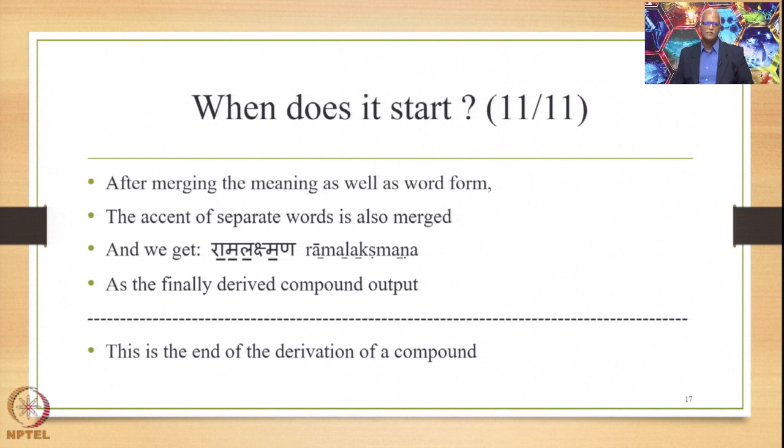After merging the meaning as well as the word form, the accent of the separate words is also merged. And finally we get Rama Lakshmana, with the accent at the end by the default sutra samasasya. And this is the finally derived compound output. This is the end of the derivation of a compound. So we began at the cognitive stage and now we arrived at the end of the derivation of a compound in the form of a pratipadika together with the accent.